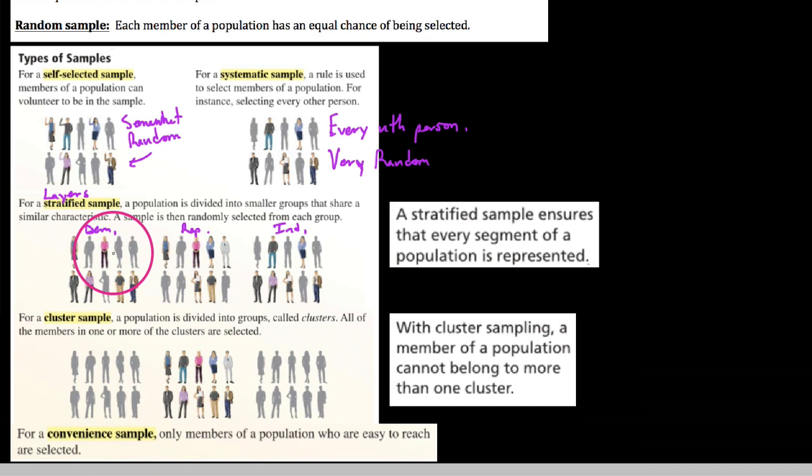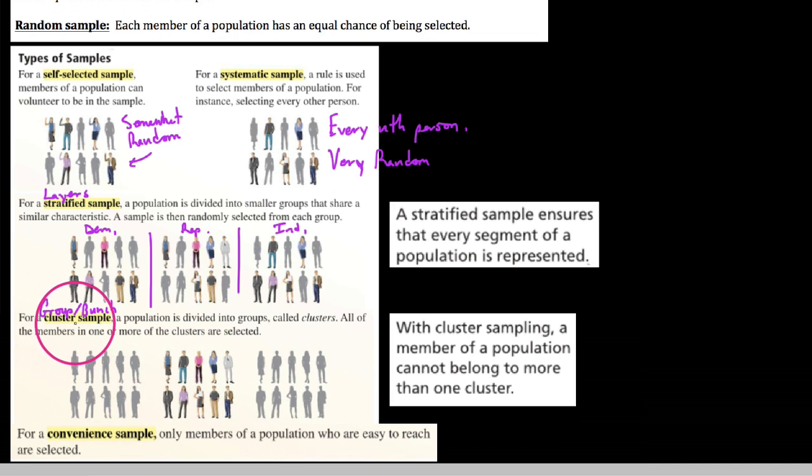Then what we would do is choose people from each layer in the population that we've already pre-selected a division between. One thing I do want to note here is that a stratified sample ensures that every segment of a population is represented. So if you have a segmented or layered population, then we would say let's split it up and take people from each one. Now a cluster sample is a little bit different. A cluster sample is a group or a bunch. When we hear cluster, that's a group of people or a bunch of people.